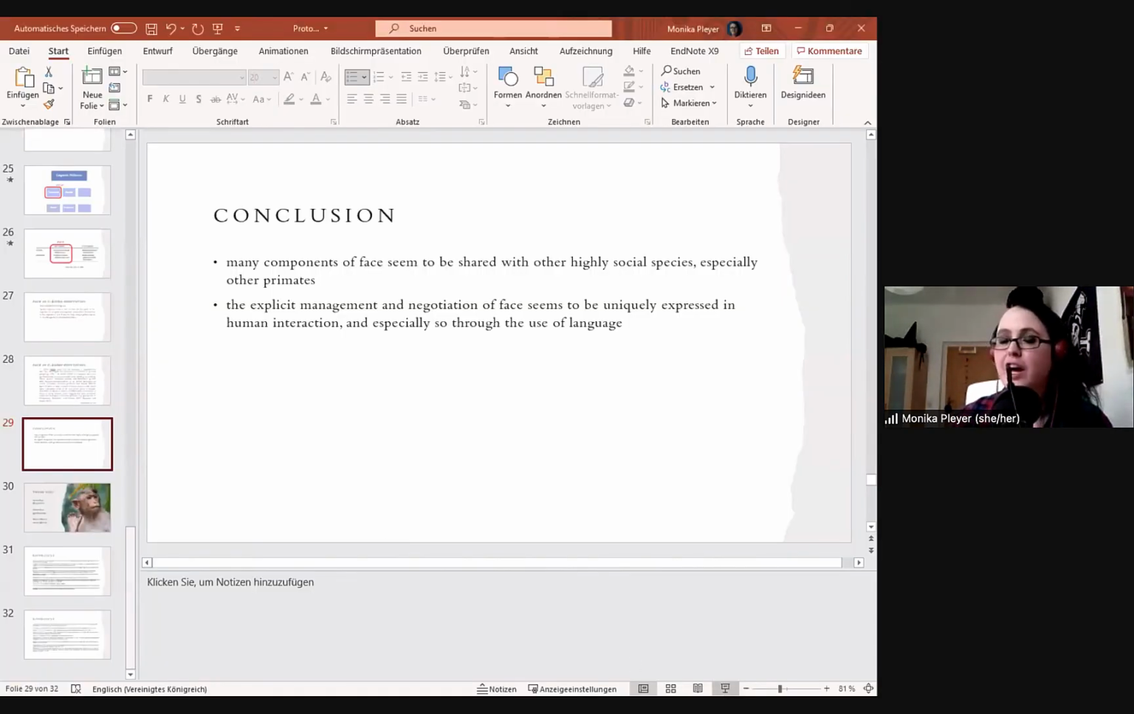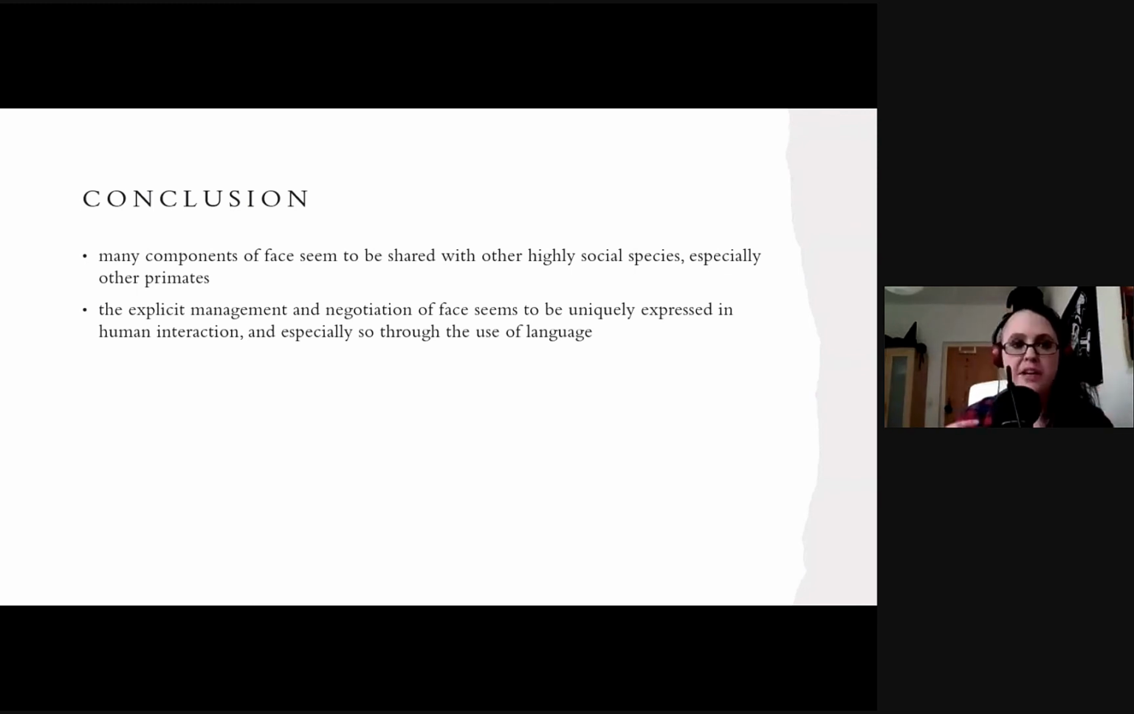All right. So as our conclusion, we would say that face is a concept in pragmatics and also in politeness that is very valuable to explain how politeness and face work. There are also many components of face, such as reputation or identity, and we would like to explore these further and how they're connected in further research. There are also many components of face that seem to be shared with other highly social species, especially other primates, as Michael has shown today. But we think that the explicit management and the explicit negotiation of face seems to be uniquely expressed in human interaction, and especially so through the use of language.